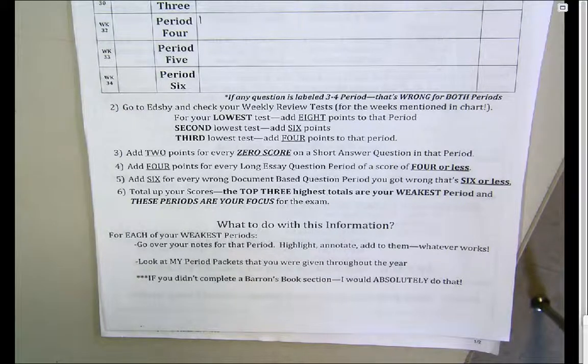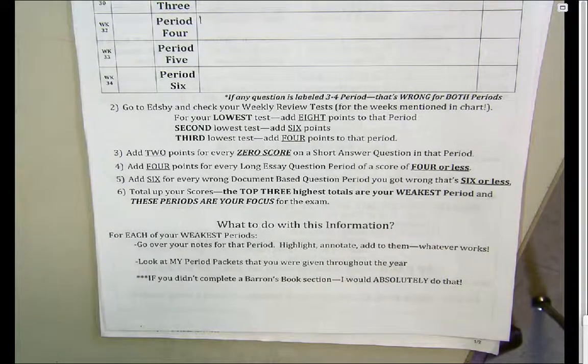The first thing you should be doing is, if you figured out that period 5 is your weakest, then you need to open up your notebook to week 20, which, if you look at your scope and sequence, is the day period 5 starts. And you are going to highlight and annotate your notes from class. Your school notebook, your class notebook that you took notes on from week 1 to 29.